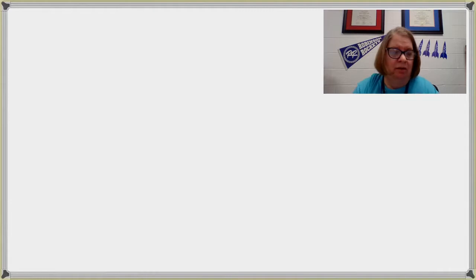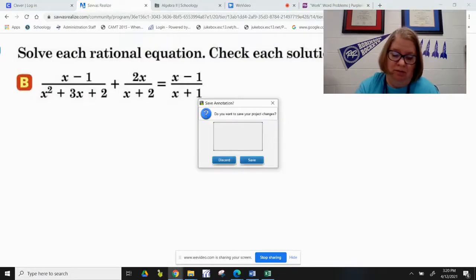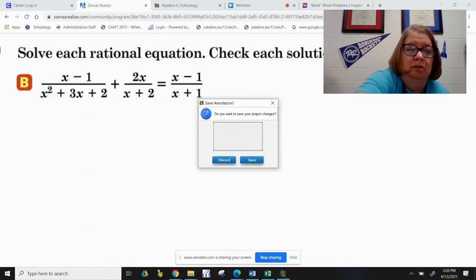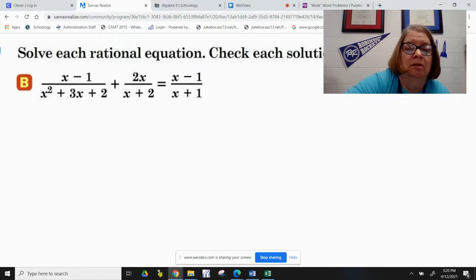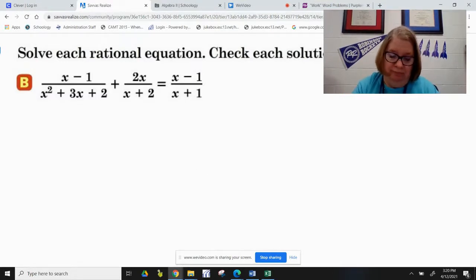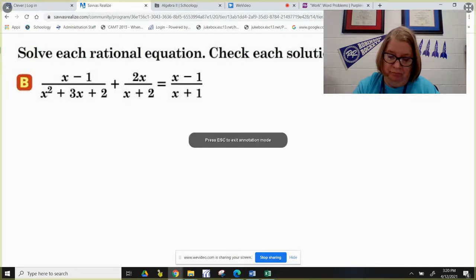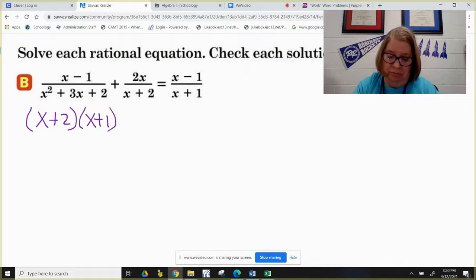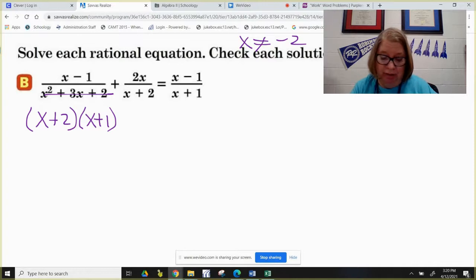We had, we factored. We found our restrictions. x cannot be negative 2. x cannot be negative 1. That's going to come in handy when we start to check in a minute. Now, I'm going to multiply this whole entire fraction by a common denominator.